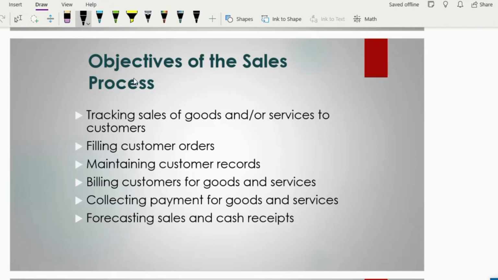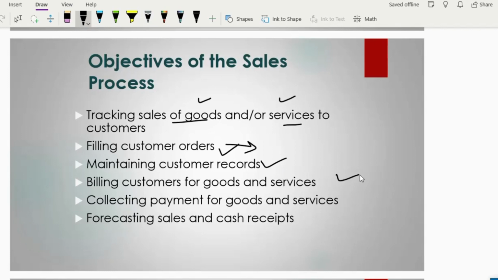So for example, relevant to the sales process, I'm interested in tracking the sales of the goods and the services to the customer. I want to see, for one particular customer, how many sales we did, or how many services we have provided to them, or for all customers if I want to extract this report. I also want to file its customer order. I want to enter it into the system. So filing the customer order is another objective of the sales process. We want to maintain the records of the customer in the system. That's another purpose, or you can say objective.